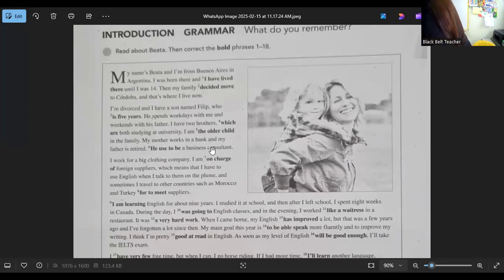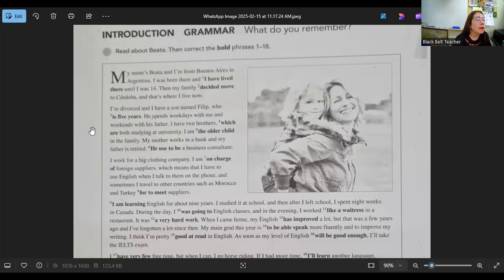My name is Beata, and I'm from Buenos Aires, in Argentina. I was born there, and I lived there until I was 14. Then my family decided to move to Cordoba, and that's where I live now.